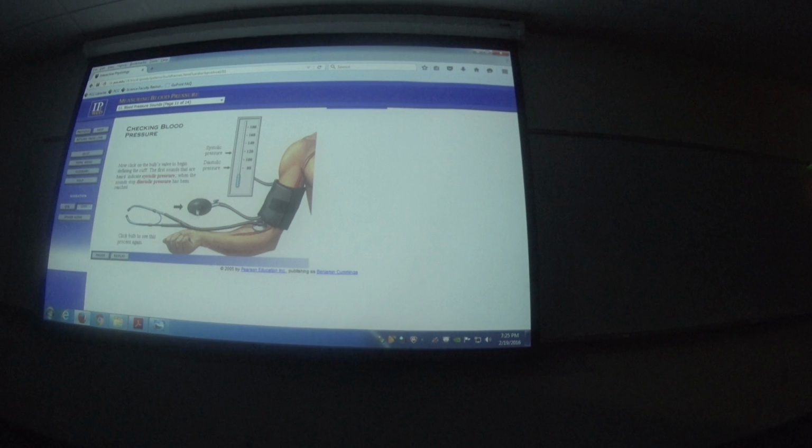So you heard the sound at first. What do we call it when you first hear the sound? The heart's squeezing. Systolic. That's the systolic. And when the sound goes away, the heart's resting. So diastolic, those words again. So you're measuring the heart squeezing the blood through the cuff, and the heart's basically relaxed even with the cuff. 120/80, right? So that's how you're going to check the pressure.